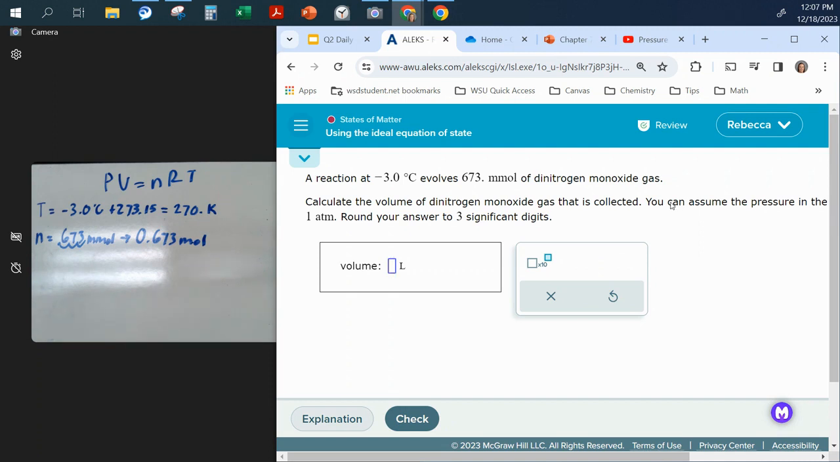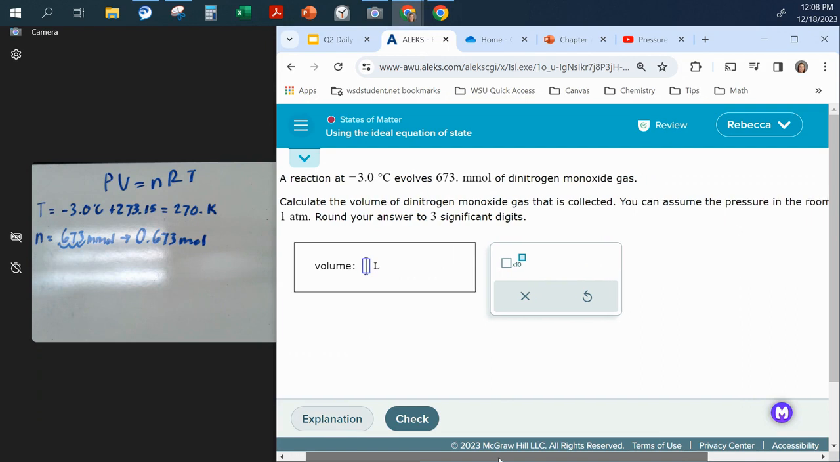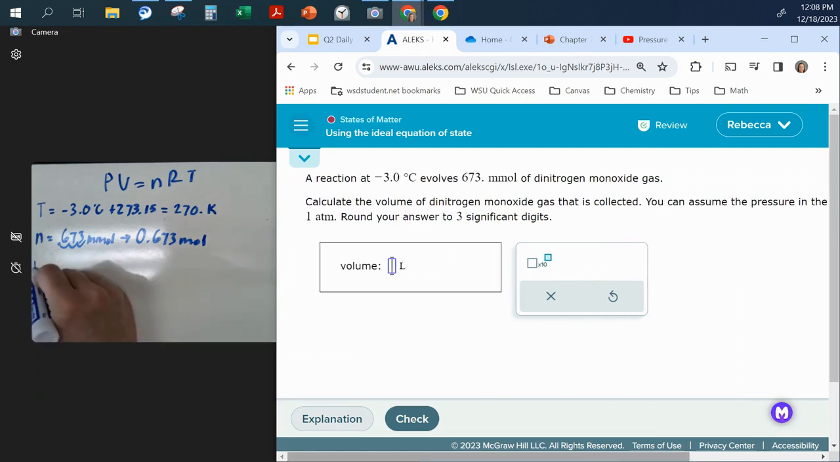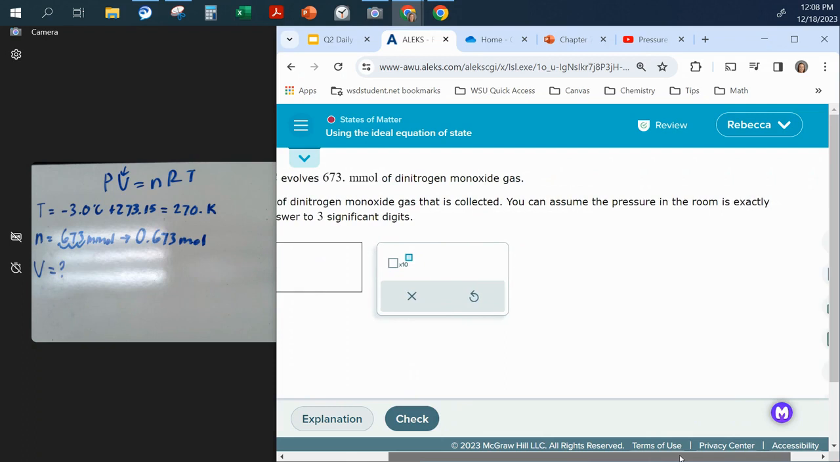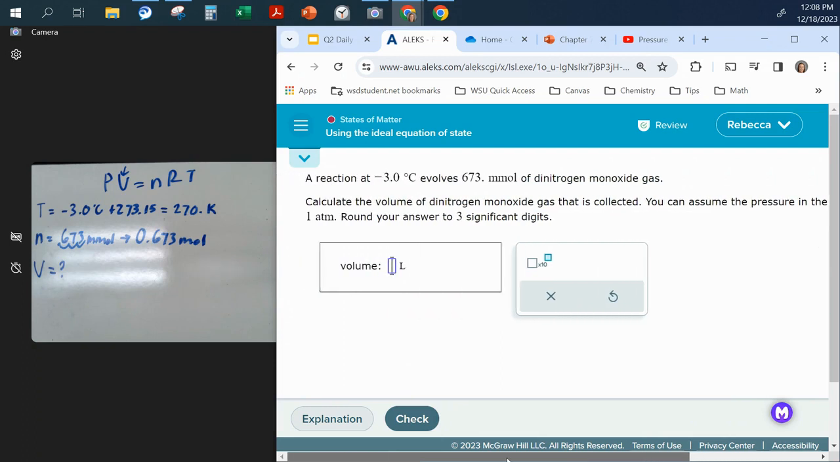Okay, calculate the volume of dinitrogen monoxide gas that is collected. So that was what was produced. We're looking for the volume. So this is what we're looking for. You can assume the pressure in the room is exactly 1 atmosphere. So pressure is always 1 atm.